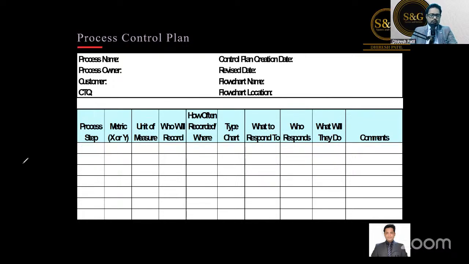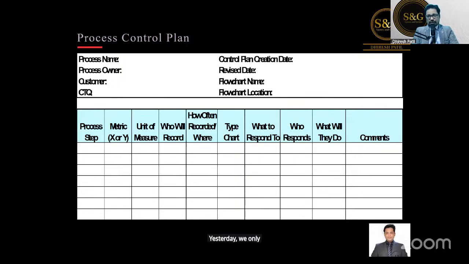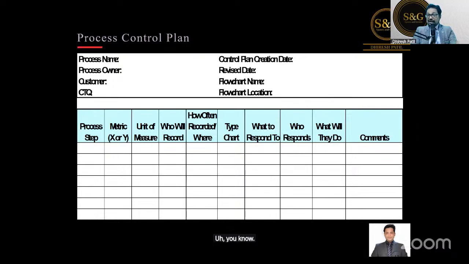Super. Now, we'll take a quick break. Once we are back, we are going to discuss the control chart. There are various types of control charts we are going to discuss. Yesterday, we only spoke about the I chart, which is a very basic first level chart. There are discrete charts as well, and there are other continuous charts as well, which we are going to discuss.